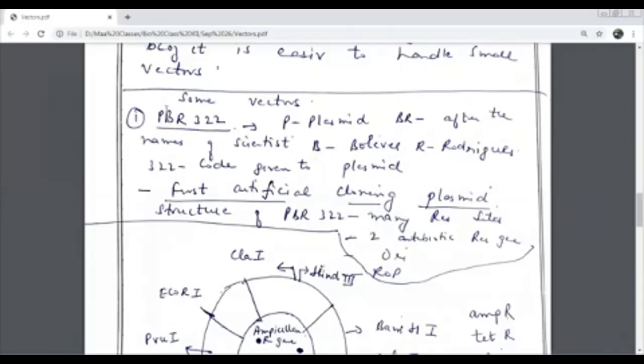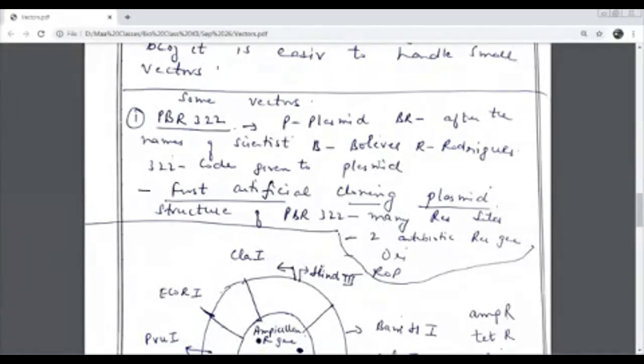Let us do this very quickly. P stands for plasmid. Okay, can you see the letter P? It stands for plasmid. B and R, these two letters we have taken from the names of the scientists. B over here is Bolivar, and R is Rodriguez. Now quickly tell me, what does P stand for? Plasmid. B and R are the names of the scientists. B is who? Bolivar. And R is what? Rodriguez. And this 322 is the code which is given to this plasmid.